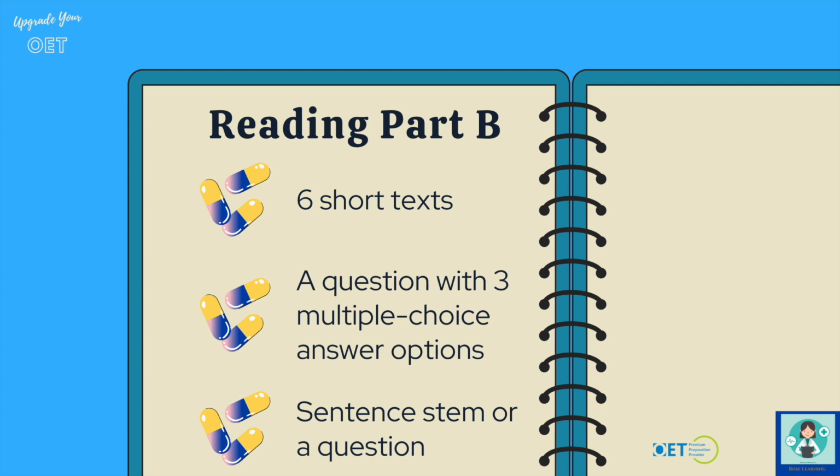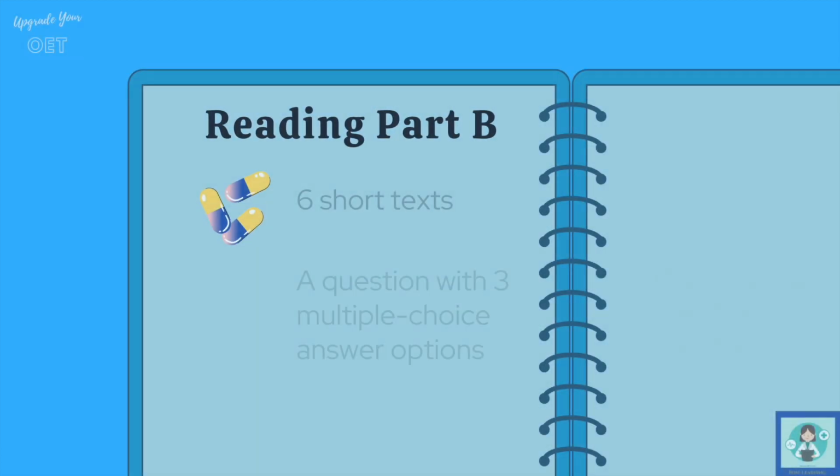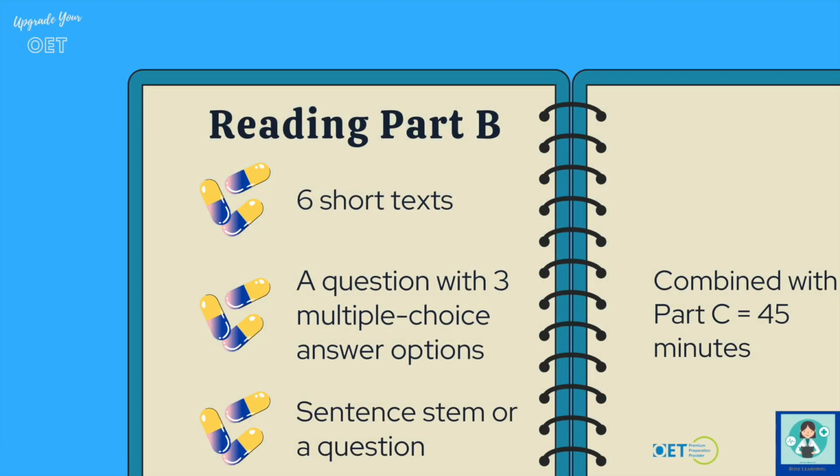The question might come in the form of a sentence stem, where the options complete the sentence, or it might actually be a question in itself. And just remember that Part B is combined with Part C, and you're going to get 45 minutes in total for B and C. So I recommend you spend no longer than 12 minutes on Part B, 2 minutes per text if you can. You can push that up to 15 if you really need to, but you need at least half an hour on Part C. So try and get Part B done as quickly as you can.